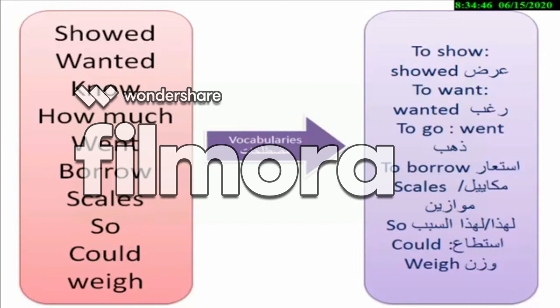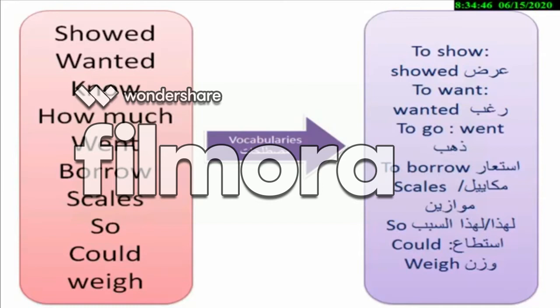We add ed. Another verb which is to go, ذهب. In the past this is irregular, so it becomes went. Went. I went, you went, etc. From I till they. أي ذهب. Another verb which is to borrow. Borrow. استعارة. Another noun is scale, ميزان or مكيال. The plural is scales. Also we have a word, it is so, like a conjunction. Here it means لهذا, sometimes لهذا السبب, but it is for reason.